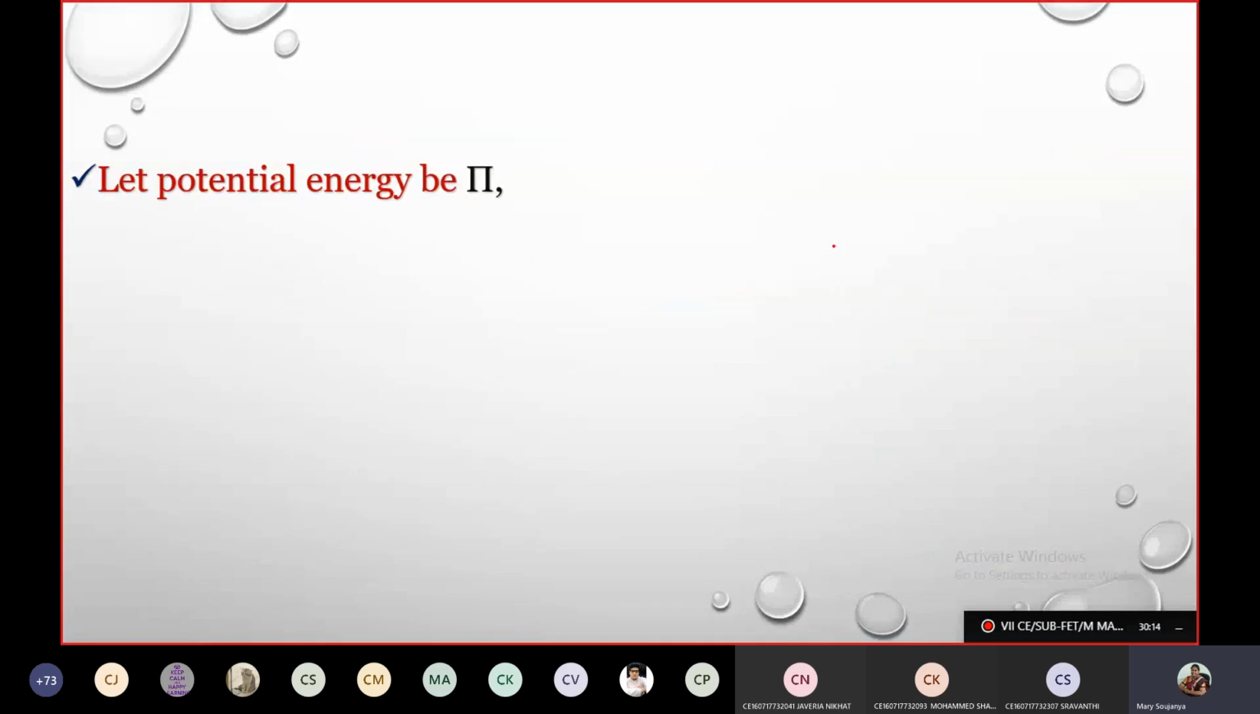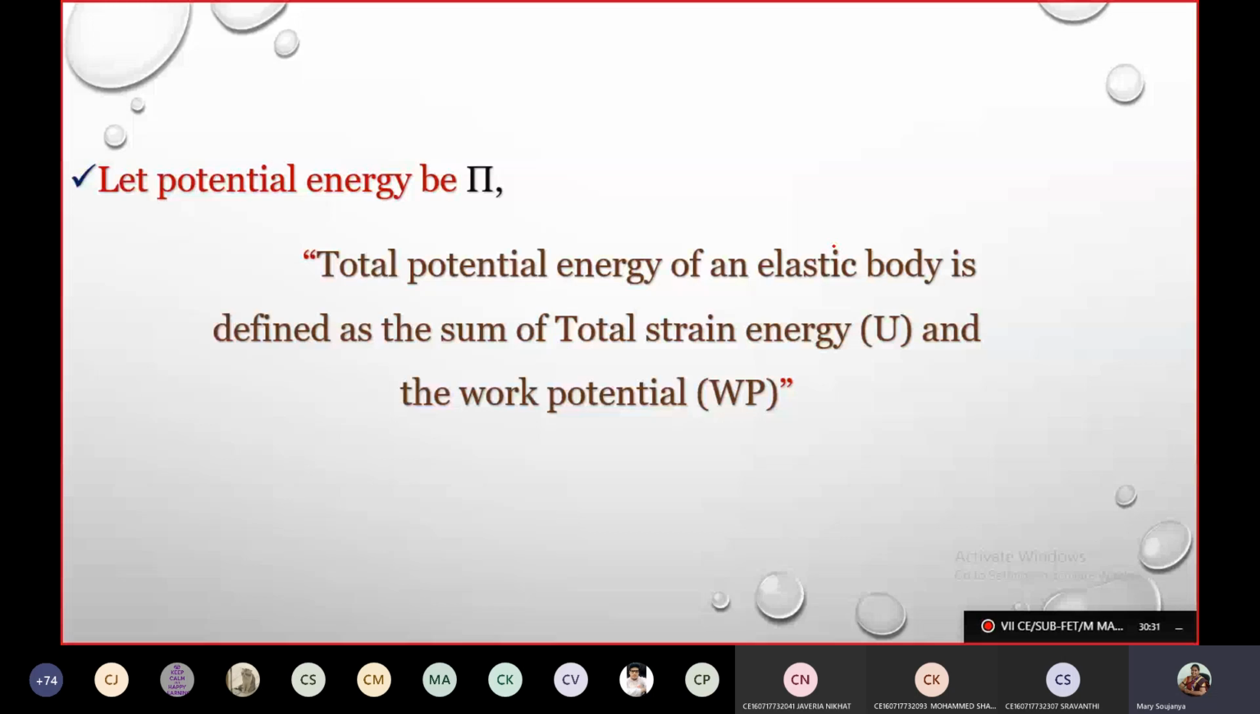All right. See, now we will denote the potential energy as pi. This is not new. If it is new, I should wonder why. There is already a definition given to it. The total potential energy of an elastic body is defined as the sum of total strain energy U and the work potential WP.